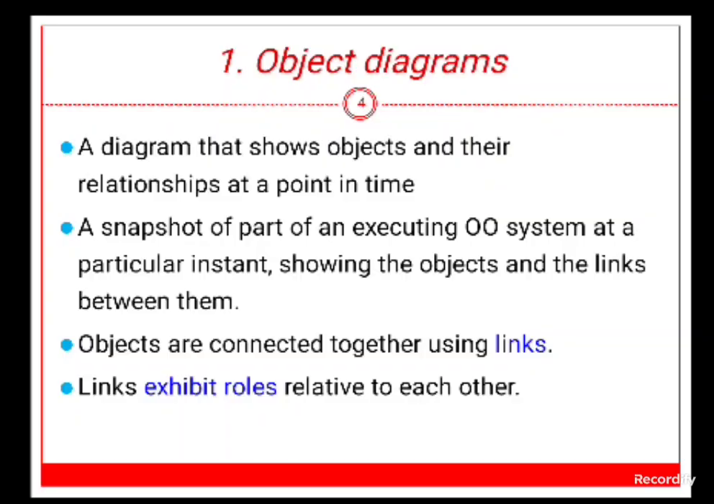So next one is object diagram. An object diagram shows objects and their relationships at a specific point in time. It represents a snapshot of the system while it is running and helps us understand how objects are connected.